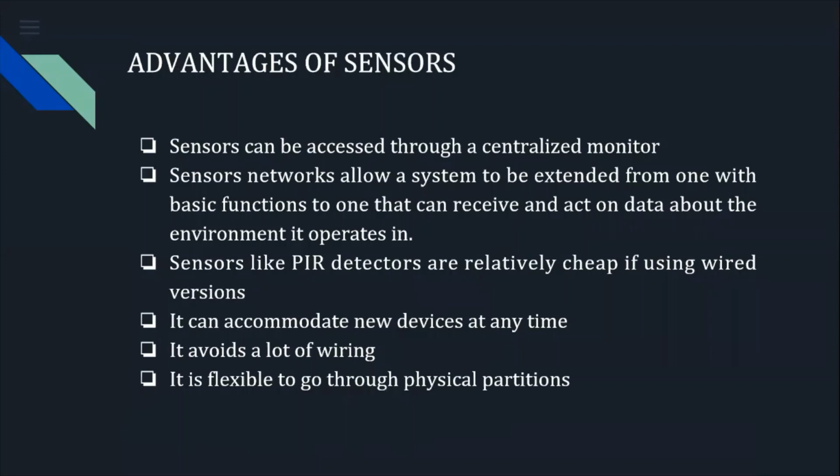Advantages of sensors. Sensors can be accessed through a centralized monitor. Sensor networks allow a system to be extended from one with basic function to one that can receive and act on data about the environment it operates in. Sensors like PIR detectors are relatively cheap if you're using wired versions of them. It can accommodate new devices at any time. It avoids a lot of wiring. It is flexible enough to go through physical partitions.